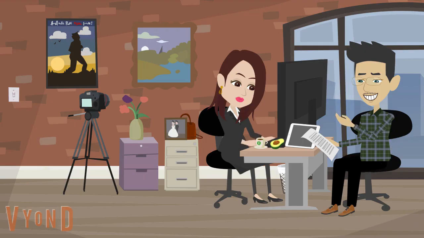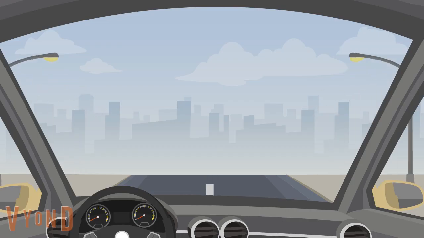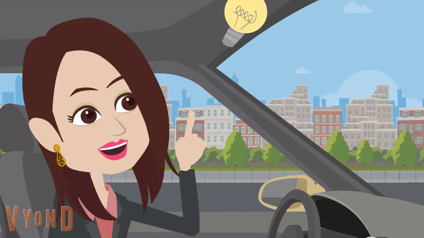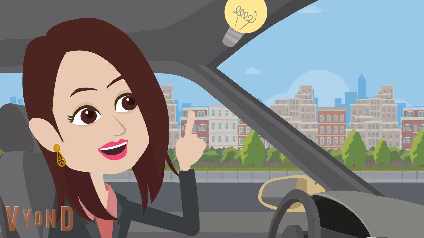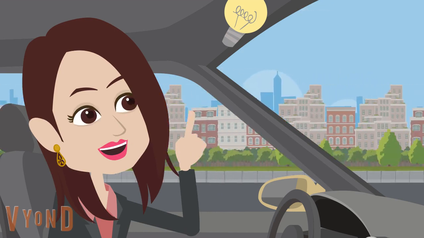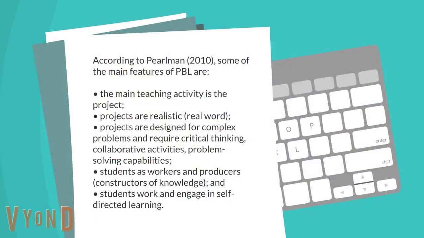We then outlined the topical modules and constructed the schedule with learning activities that would culminate into their final project, a completed multi-touch book. With this, I realized that backward design is extremely effective in creating courses for project-based learning, PBL. According to Perlman 2010, some of the main features of PBL are: the main teaching activity is the project.